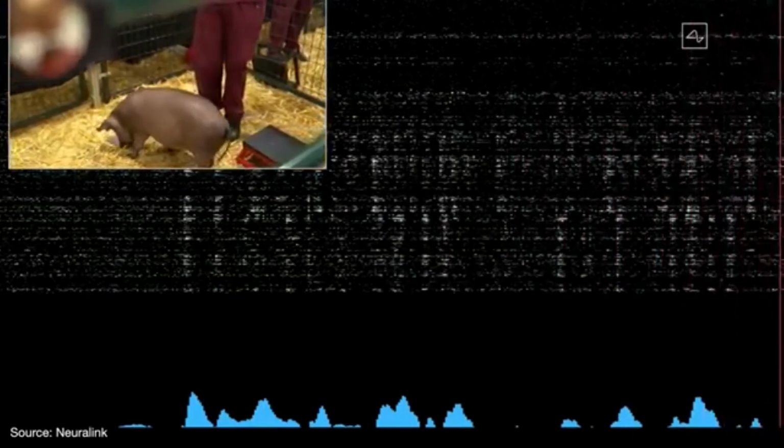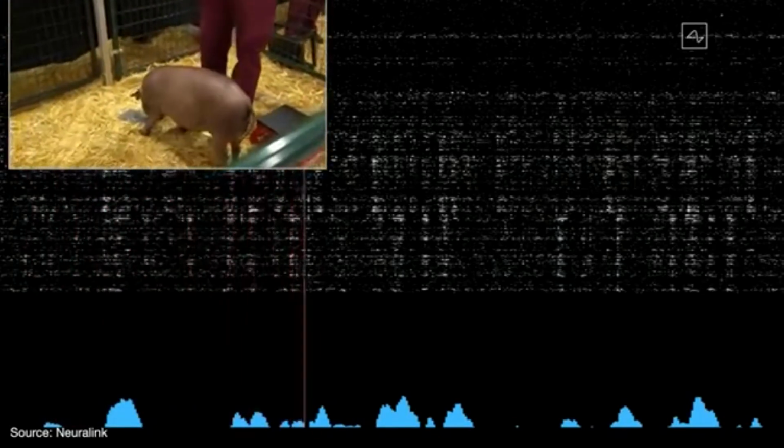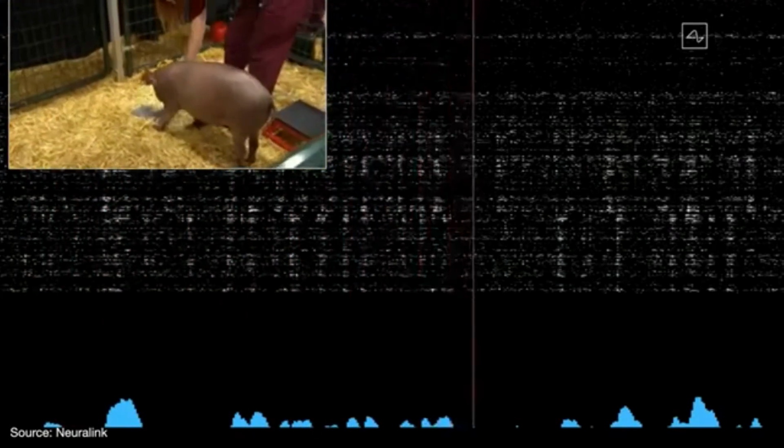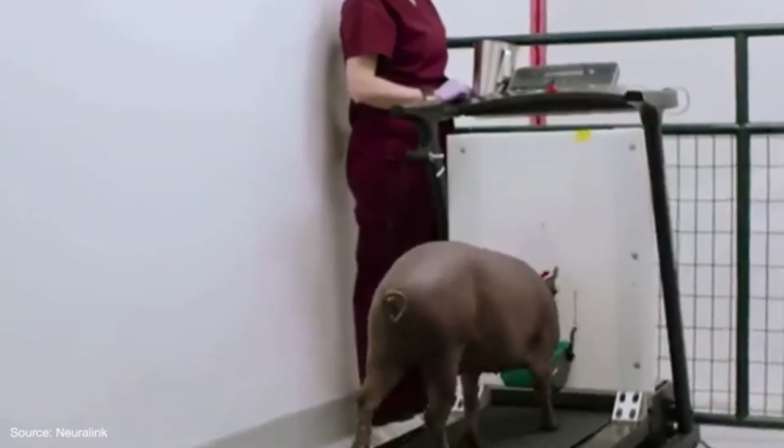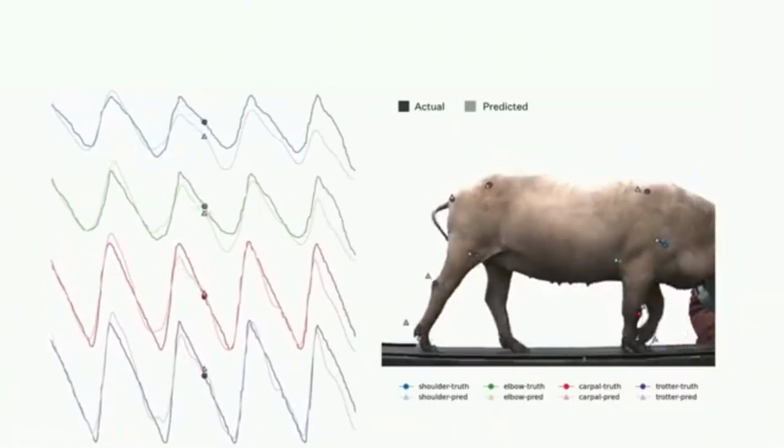The beeps are signals from the area of her brain linked to her snout, so when she ate or sniffed the straw, the activity showed up on the graph. The implant has also helped the team predict the limb movements of a pig on a treadmill with what they describe as a high degree of accuracy, but it still remains to be seen how people respond to it.